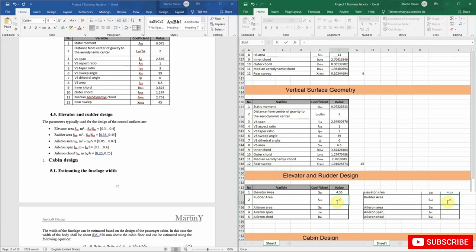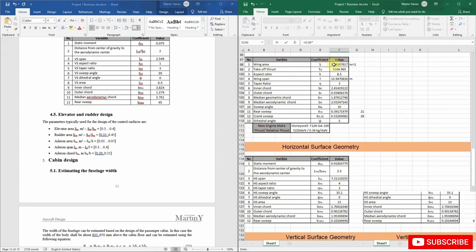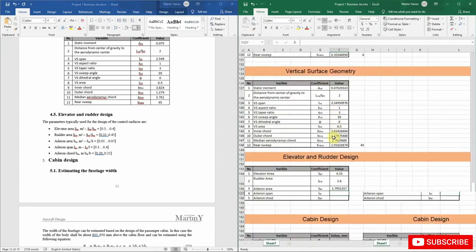Now the rudder will be equal to about 0.4 multiplied by the area of the whole vertical surface. Okay, so this is 6.5. So here we get 2.6. Then the aileron is about 0.05 to 0.07 of the wing. So this will be equal to 0.06 multiplied by the area of the wing. Okay, so we're getting here about 1.8 in square meters.